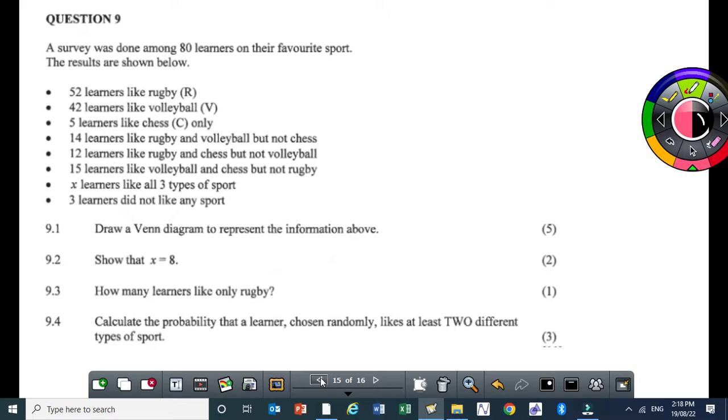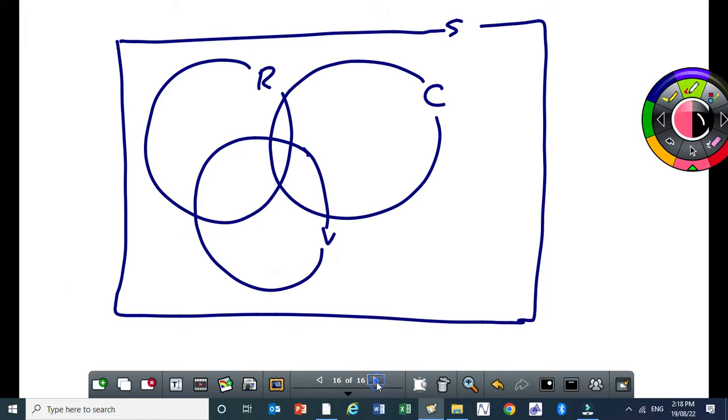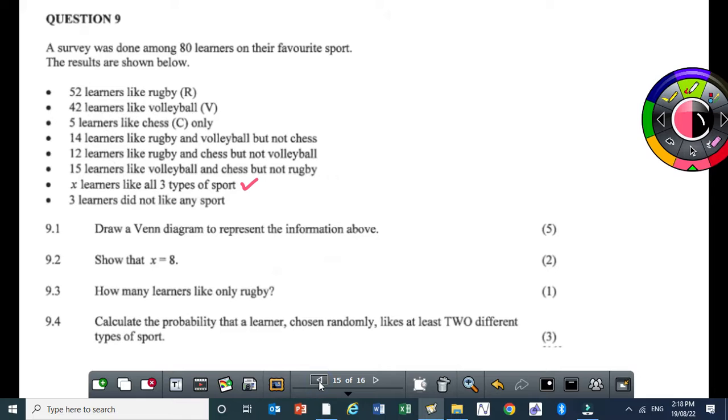Alright. A Venn diagram is very easy. As I told you yesterday, it's very easy to construct. Always look for what's common to all 3 events. So if you read this question, we have got x learners who like all 3 sports. So we start with those x learners and put the x there. Then you move on to combinations of 2 events.